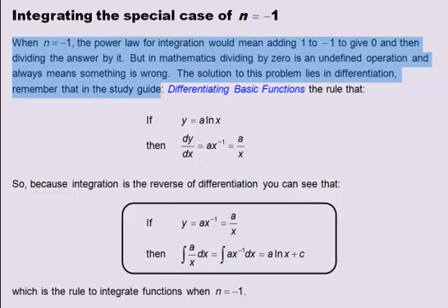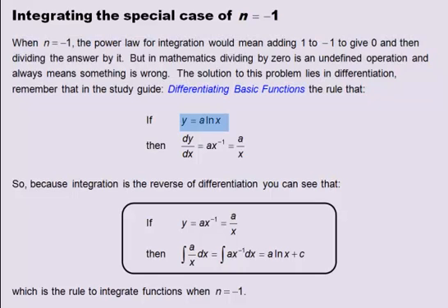Remember that, in the study guide, Differentiating Basic Functions, the rule that if y equals a multiplied by the natural logarithm of x, then dy by dx equals a multiplied by x to the power minus 1, which equals a divided by x. So, because integration is the reverse of differentiation, you can see that if y equals a multiplied by x to the power minus 1, which equals a divided by x, then the integral of a divided by x dx equals the integral of a multiplied by x to the power minus 1 dx, which equals a multiplied by the logarithm of x plus c, which is the rule to integrate functions when n equals minus 1.